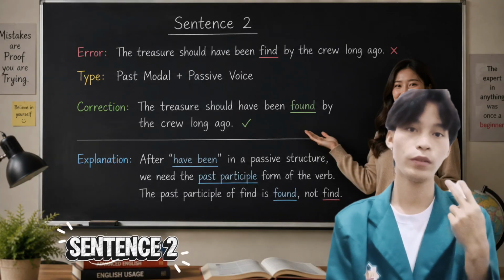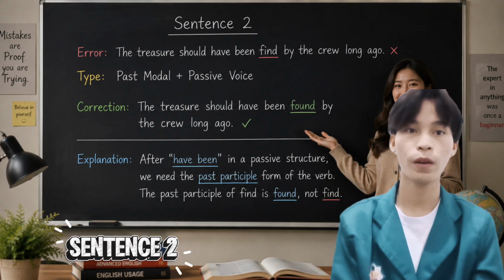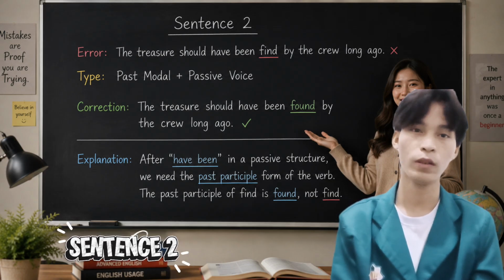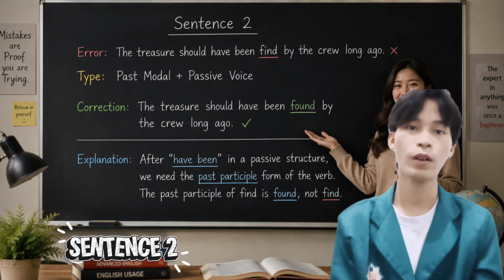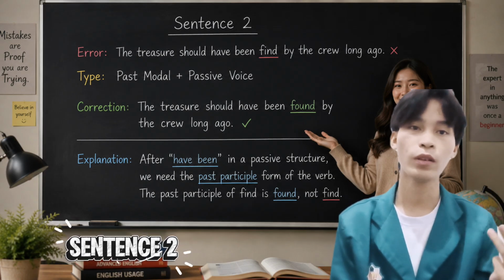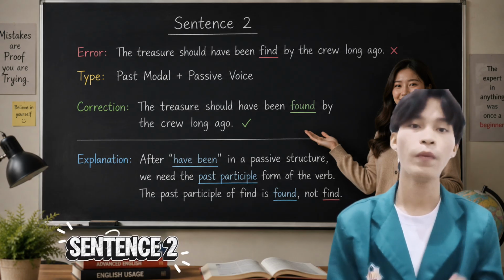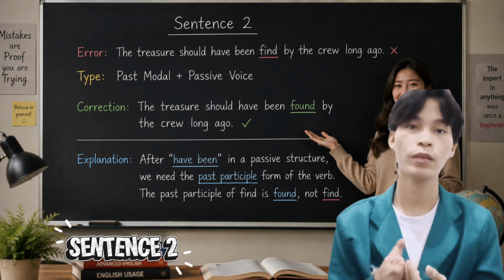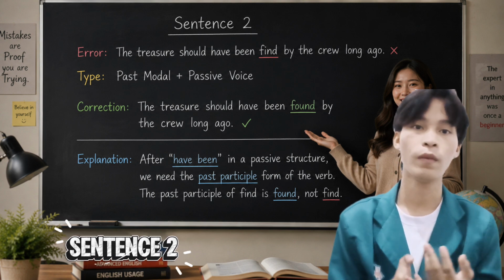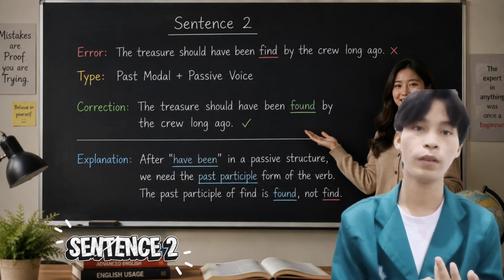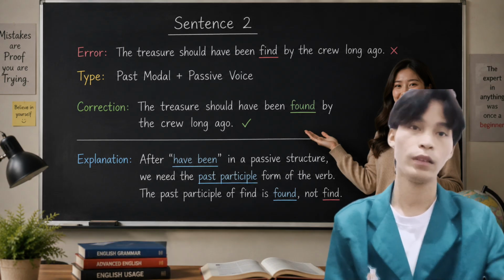Okay, next, sentence 2. The error sentence is: "The treasure should have been find by the crew long ago." This is past modal plus passive voice. The correct sentence is: "The treasure should have been found by the crew long ago." After "have been" in a passive structure, we need the past participle form of the verb. The past participle of find is found, not find.